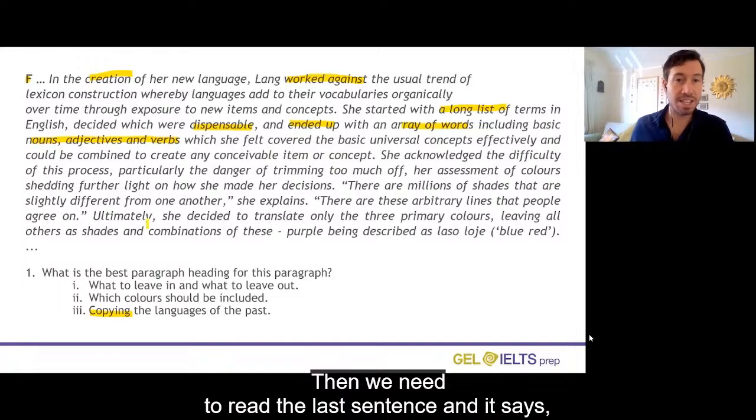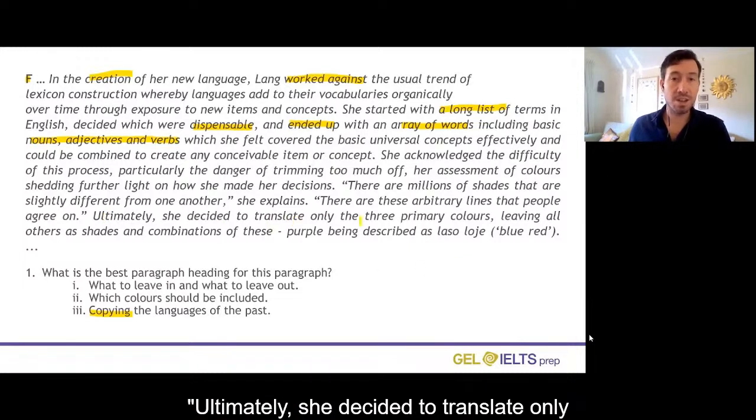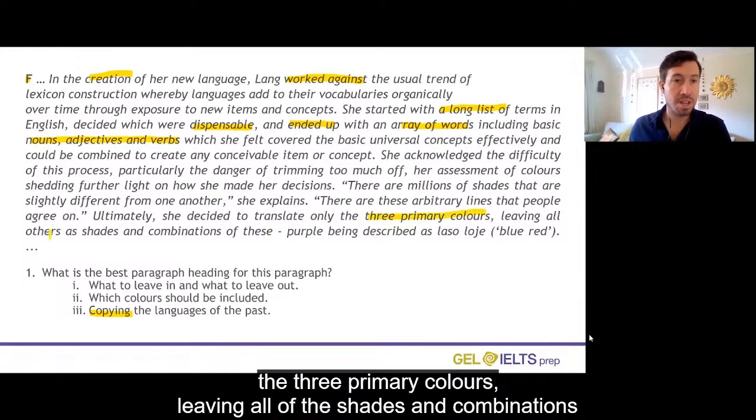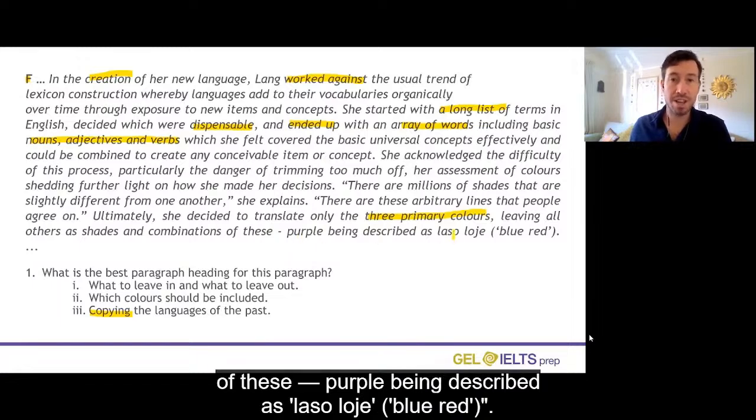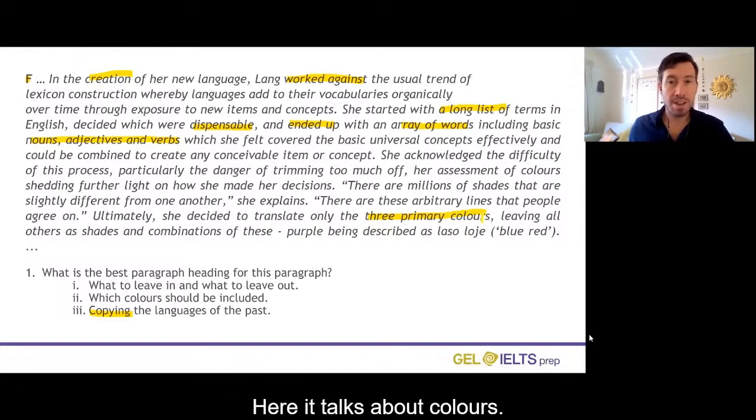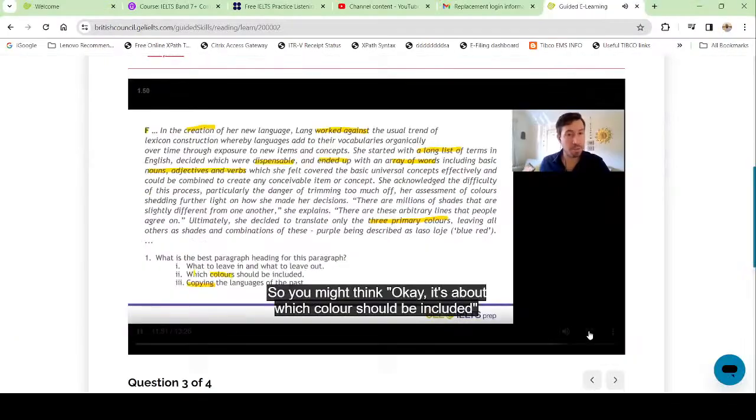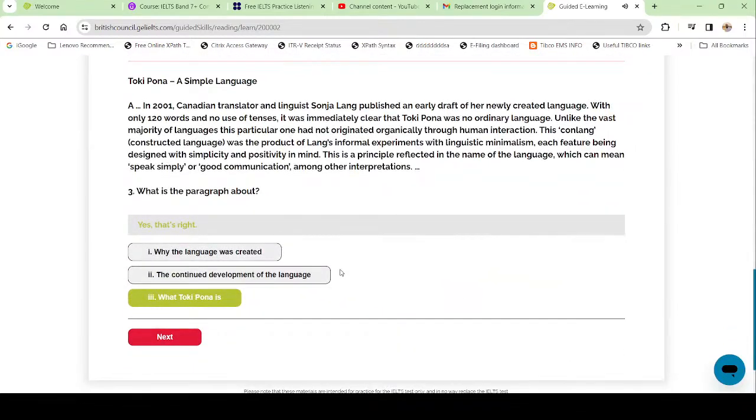And then we need to read the last sentence. It says, ultimately, she decided to translate only the 3 primary colors, leaving all of the shades and combinations of these, purple being described as lasso, loje, blue, red. So here it talks about colors. So you might think, okay, it's about which colors should be included. But that's just the last sentence, okay?